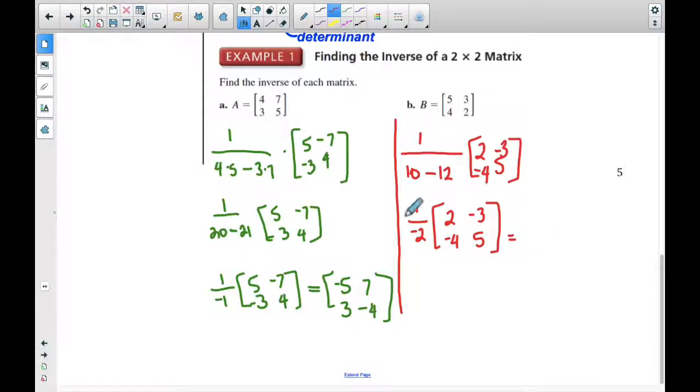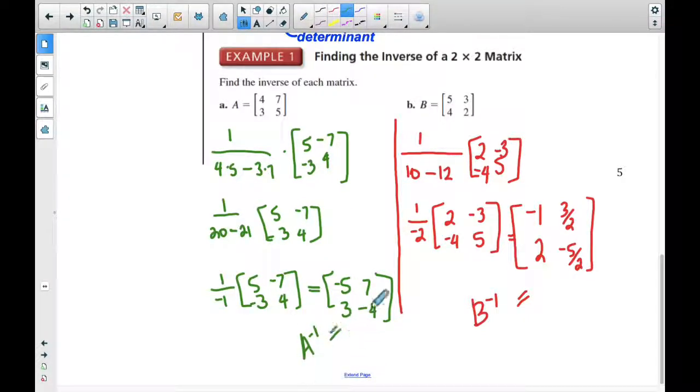And so now again, because this is just a scalar times a matrix, I can just multiply. Negative 1/2 times 2 is negative 1. Negative 1/2 times negative 3 is a positive 3 over 2. Negative 1/2 times negative 4 is a positive 2. And negative 1/2 times 5 is a negative 5 over 2. And so this final answer is the inverse of B, is this one. And the one we came up with over here, that's the inverse of A, is this answer.